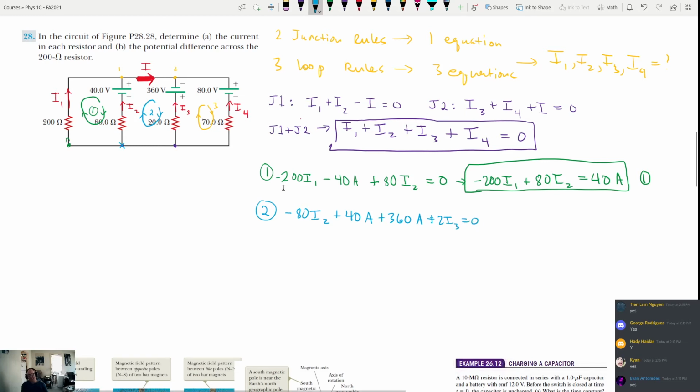Is equal to 0. Let me shift this one over to the left a little bit so I have enough room to rewrite it. That is going to turn into, so we have negative 80 I2 plus 20. This should have been a 20 I3, my bad. Let me fix that. Plus 20 I3. This equation will become negative 80 I2 plus 20 I3 is equal to, we have positive 40 and positive 360, which is going to become negative 400. Okay, do you all agree with that one?